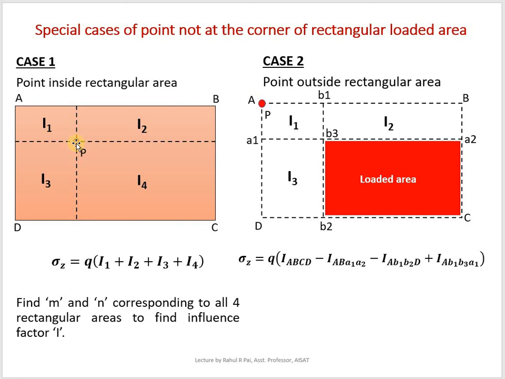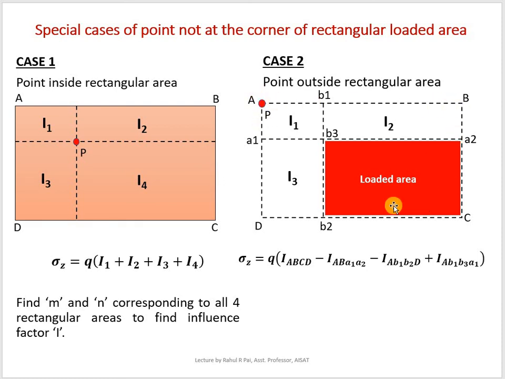So that is the case 1. Now moving on to case 2, if the point is outside the rectangular area, then this is just simple mathematics. It is just a method to find how you find the influence factors, nothing else. So here the loaded area is this red rectangle. This is the loaded area, and your point under consideration is outside this loaded area, somewhere around here.